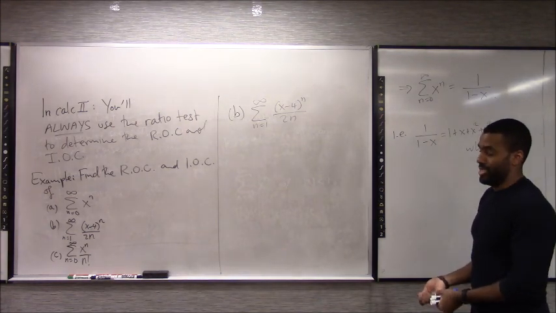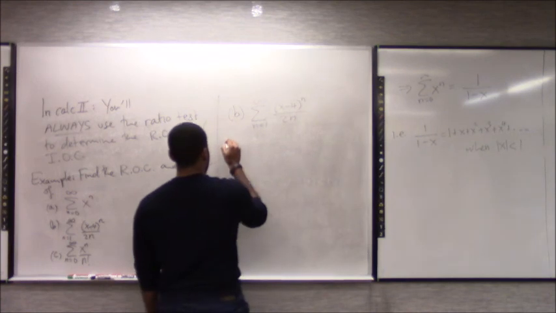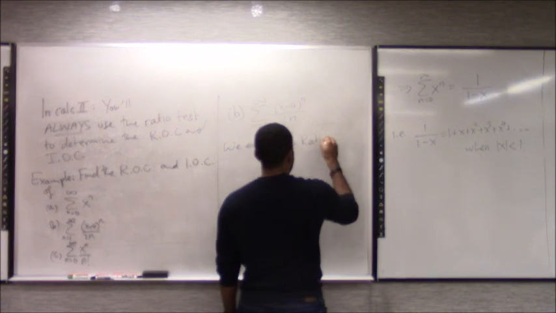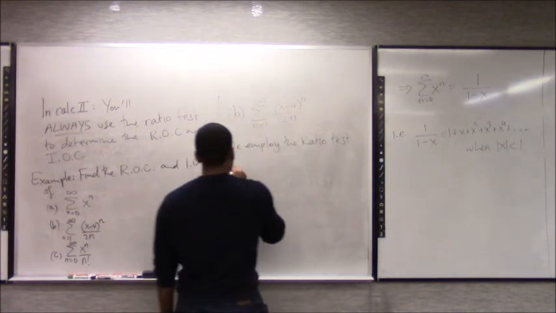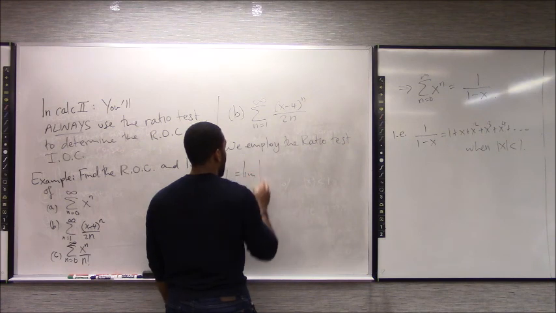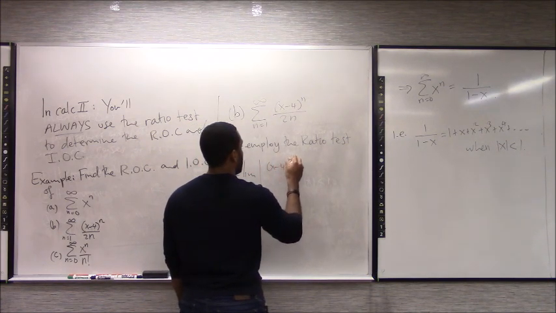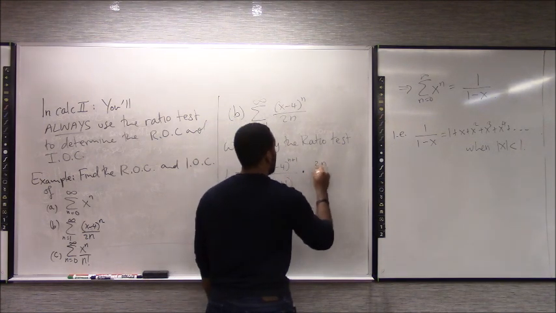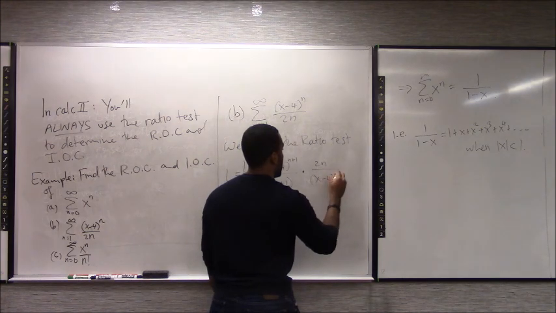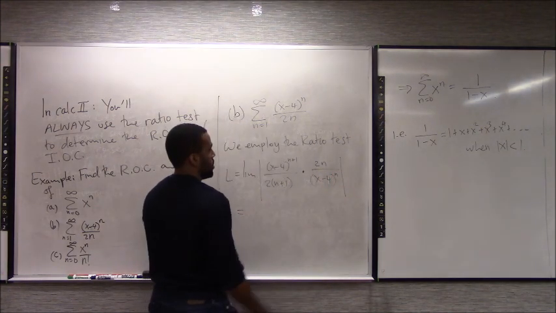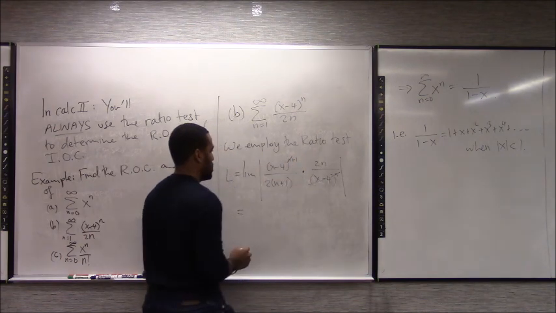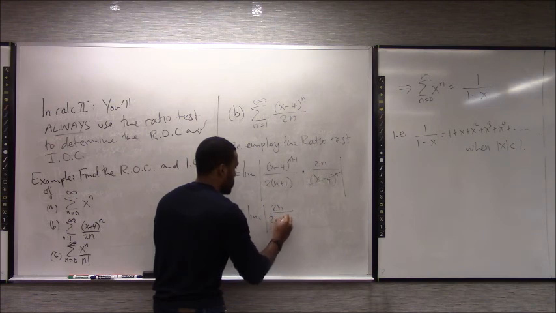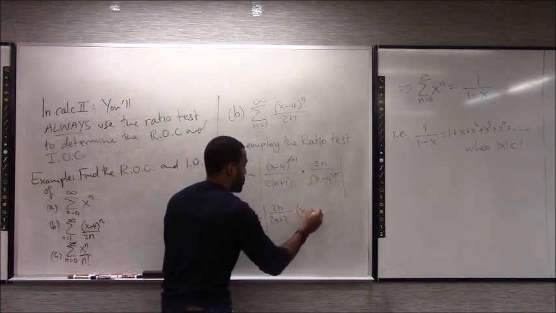The ratio test. It's always going to be the ratio test. So I'm going to employ the ratio test. Sometimes you have to make it look nice. So L here is equal to the limit of (x minus 4) to the n plus 1 over 2(n plus 1) times the reciprocal of the original, 2n over (x minus 4) to the n. This is going to cancel into that. So pretty much I'm going to have the limit of 2n over 2n plus 2 times (x minus 4).